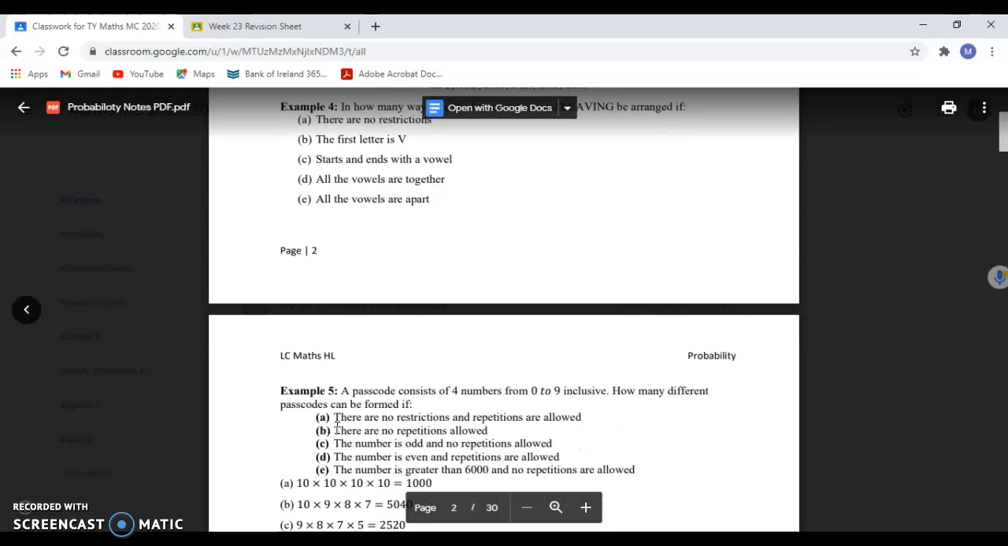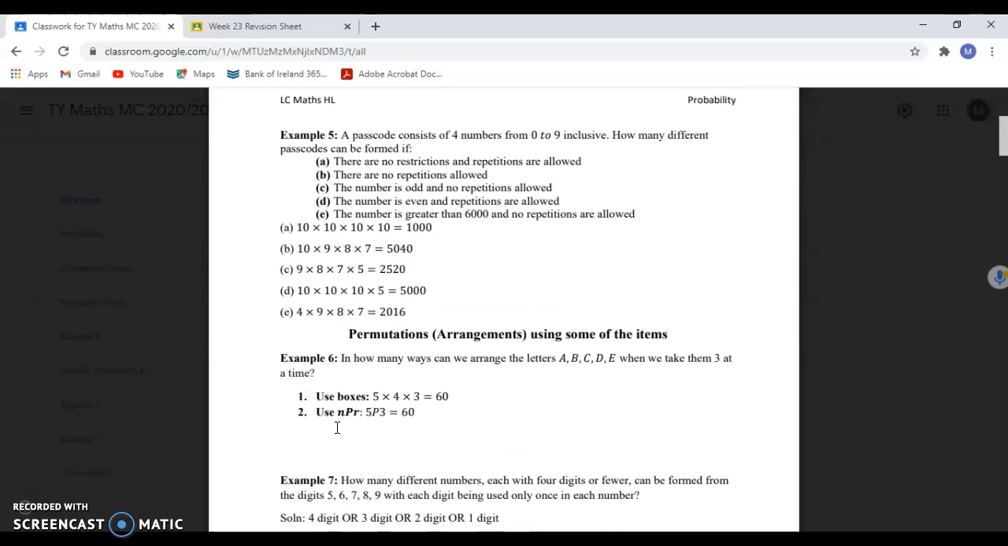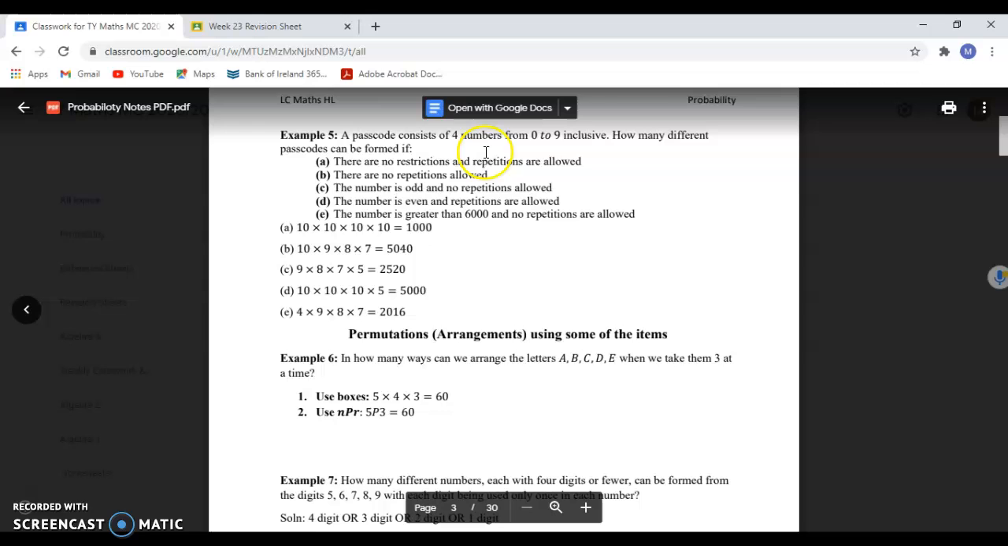Okay, so we did example number 4. Let's look at example number 5 for today. A passcode consists of 4 numbers from 0 to 9 inclusive. How many different passcodes can be formed if there are no restrictions and repetitions are allowed? So if repetitions are allowed, I'm going to do my 4 boxes because there's 4 numbers possible.